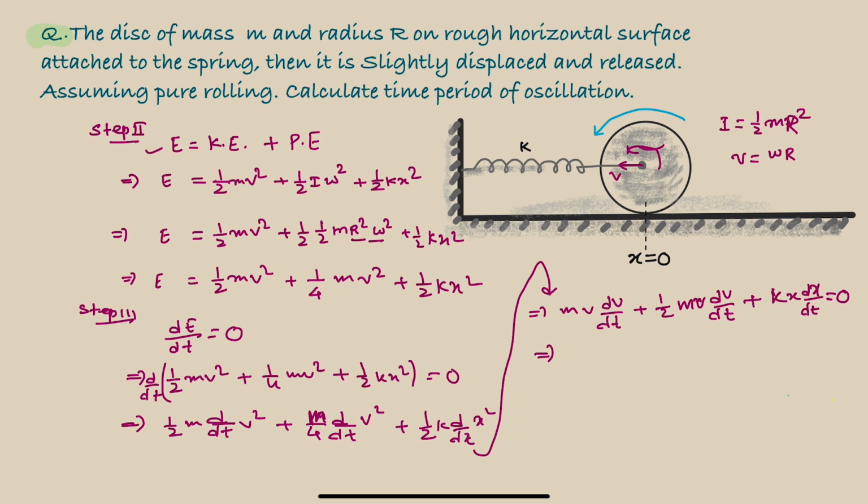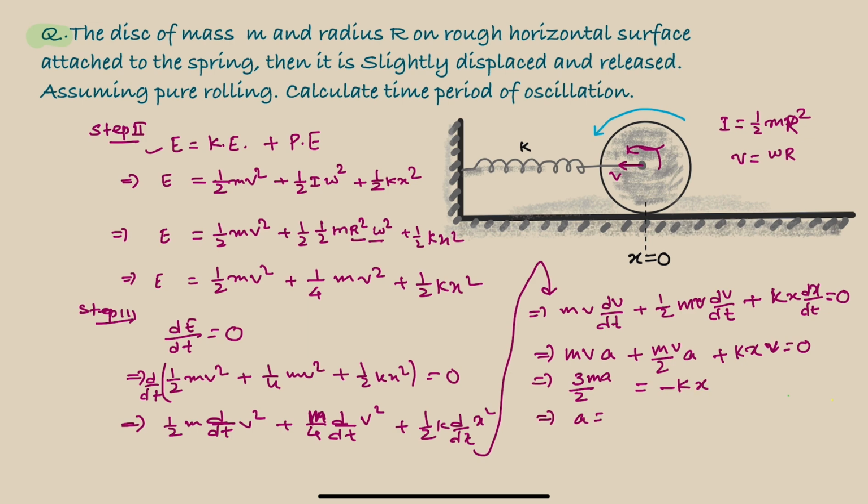Now m multiplied by v multiplied by a plus m multiplied by v by 2 multiplied by a plus k x v equal to 0. Then v will be cancelled. So this will be 3 m a divided by 2 equal to minus of k x.